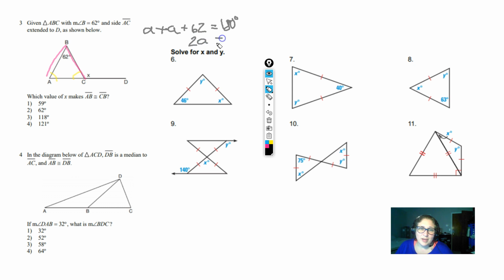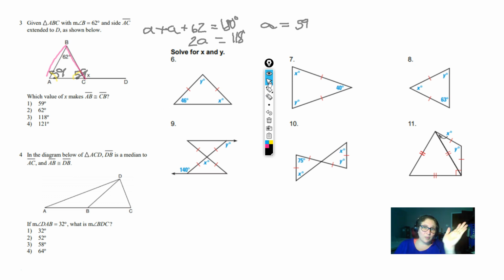I'm left with 2a equals 118. And then divide both sides by 2, and I'm left with a equals 59. So I know that if this is 59 and this is 59, then those pink lines are an isosceles triangle.